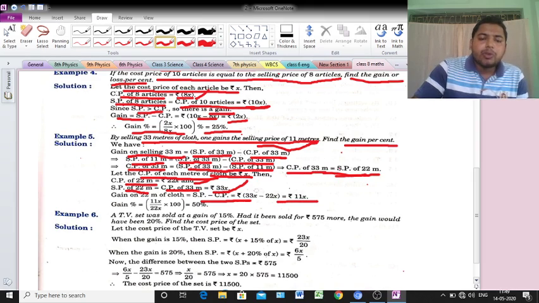Now we find out the profit percent. The profit percent formula is another easy one: profit by CP into 100. Profit 11X divided by CP, what? 22X. Put it here, 22X into 100. So X will be cancelled, 11 and 22 will be cancelled, 2 here in the denominator, the 2 and 100 will be cancelled: 50%. Clear? That is example 5. Understood or not? Okay.